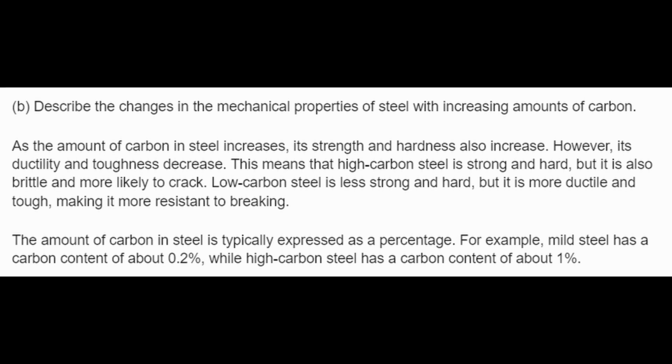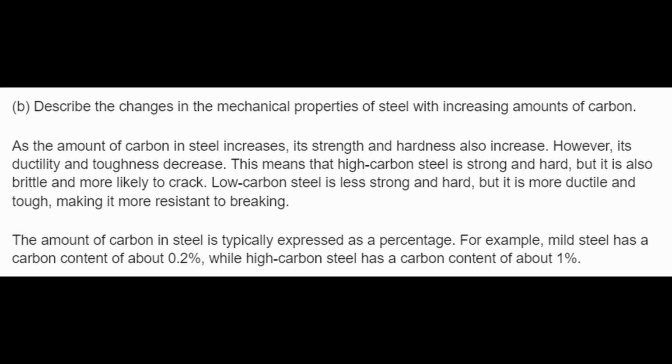Describe the changes in the mechanical properties of steel with increasing amounts of carbon. As the amount of carbon in steel increases, its strength and hardness also increase. However, its ductility and toughness decrease. This means that high carbon steel is strong and hard, but it is also brittle and more likely to crack.